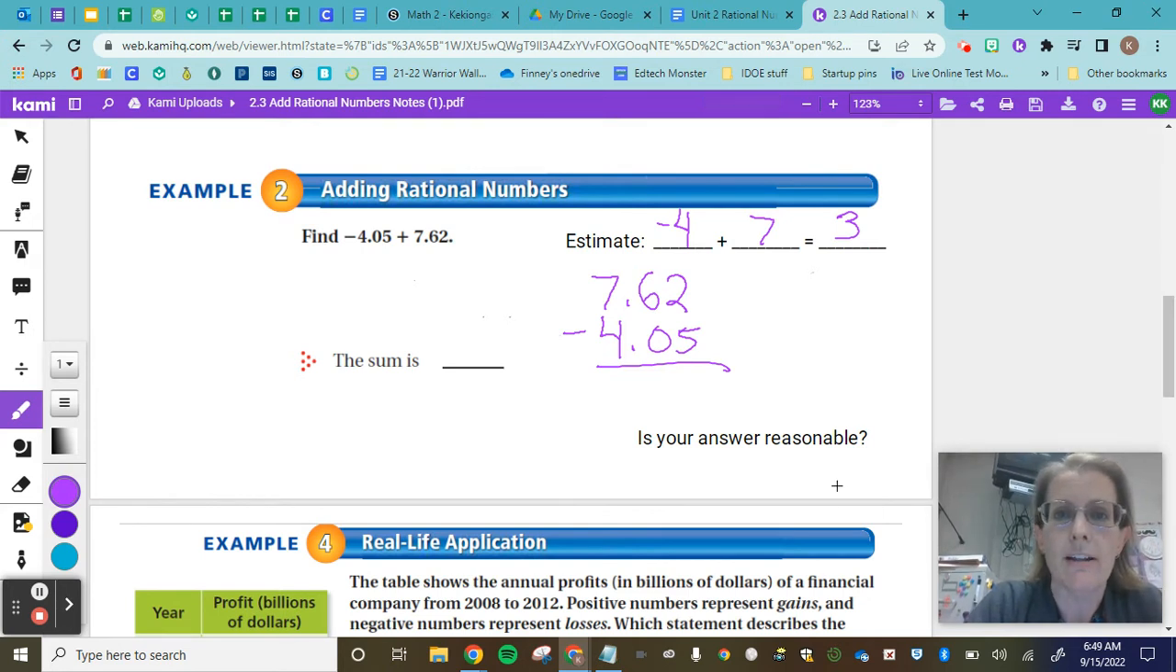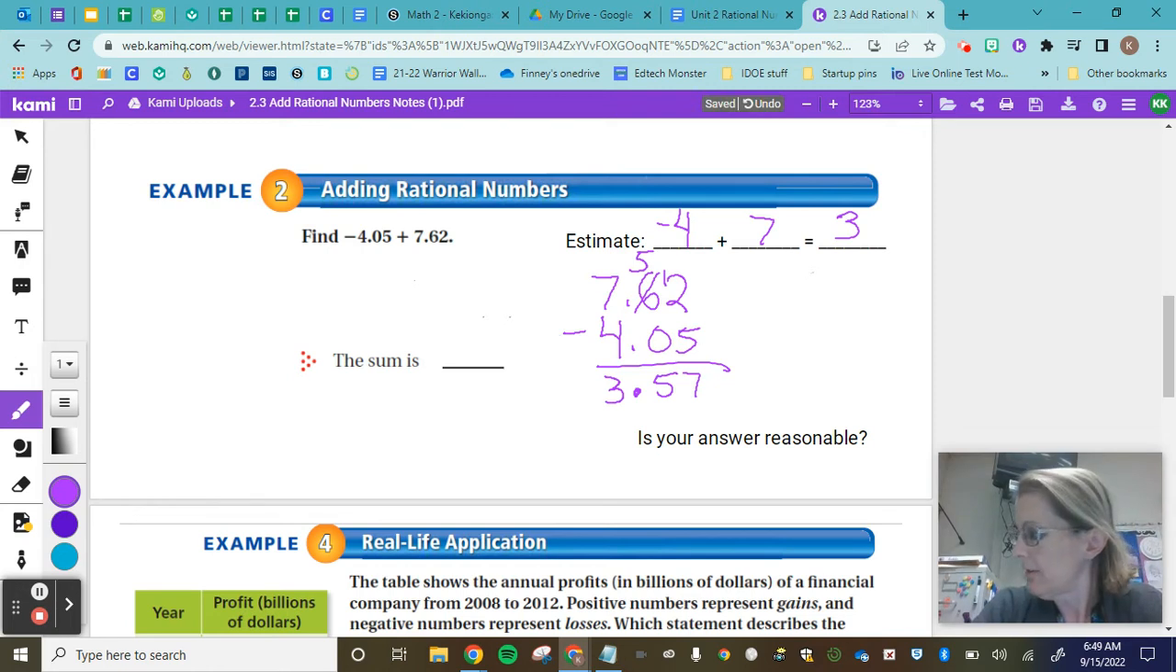So when I subtract, I line up the decimal places. I cannot do 2 minus 5, so I borrow. 6 becomes a 5. So that becomes 12. 12 minus 5 is 7. 5 minus 0 is 5. 7 minus 4 is 3. And I bring down my decimal.